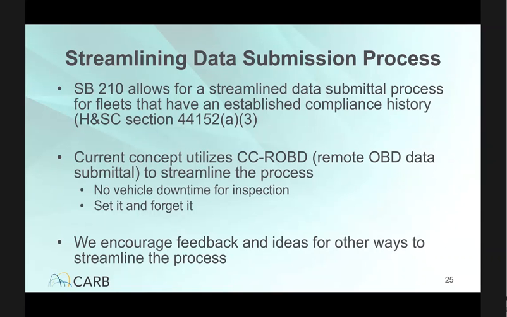And as I mentioned earlier in the presentation when we were talking about inspection methods, one of the options we are proposing is the continuously connected remote OBD method using telematics service providers. And this option significantly streamlines the heavy-duty IM inspection and data submission process for vehicle owners that use it. It's kind of a set it and forget it type system.